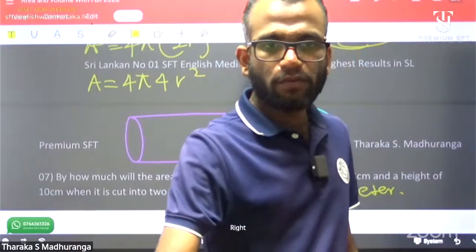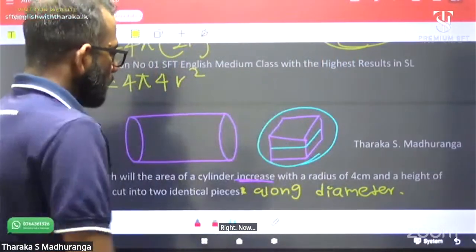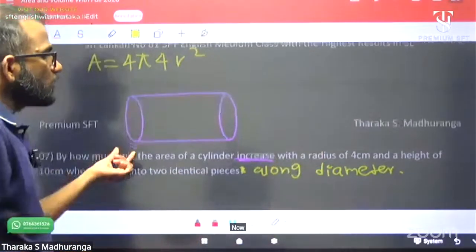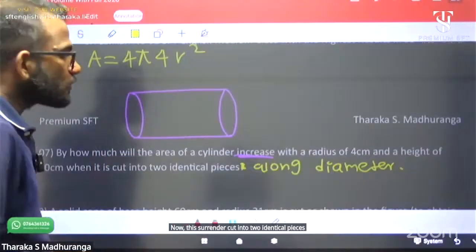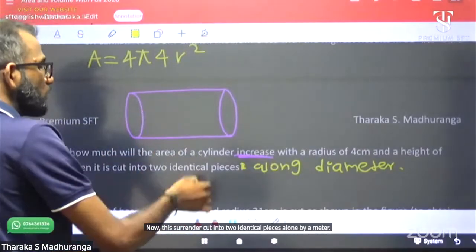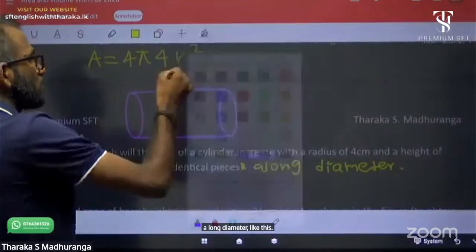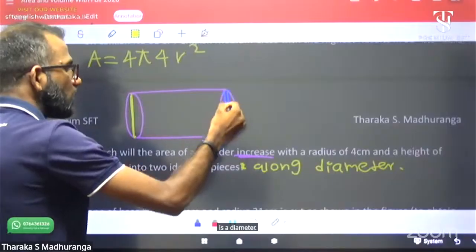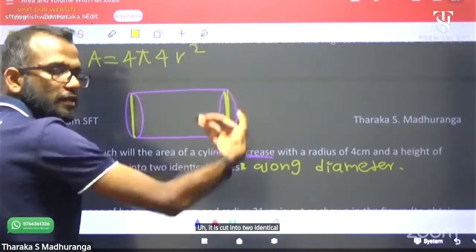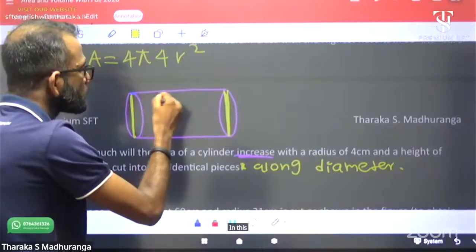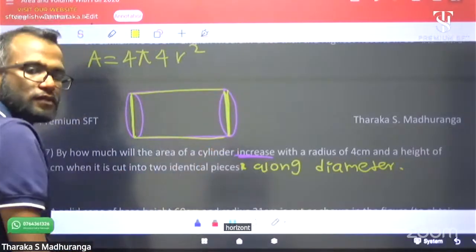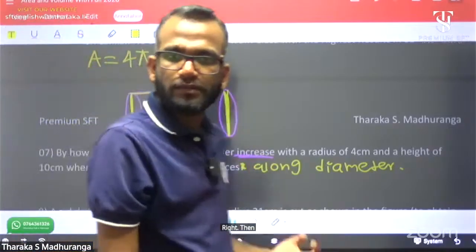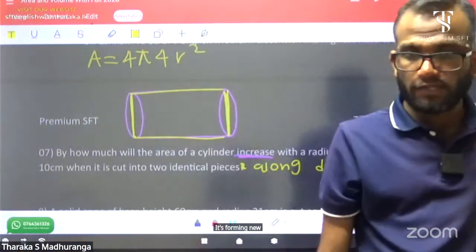Right. Now this question is giving that this cylinder is cut into two identical pieces along the diameter, like this. Now think this is the diameter. It is cut into two identical pieces like this, along this horizontal axis. Right. Then what happened? It's forming two new surfaces.